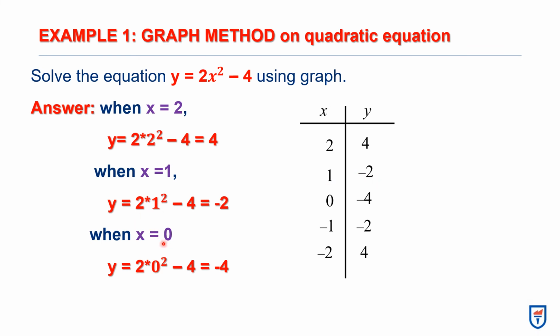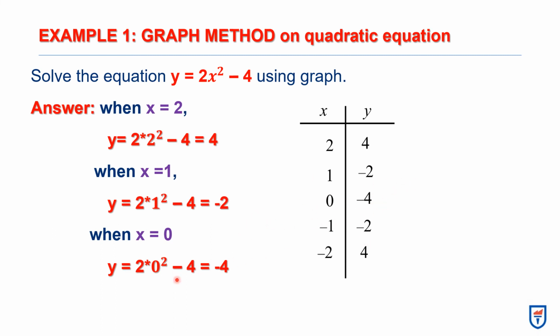We also let x be equal to 0 for us to find the y-intercept, where our graph crosses the y-axis. So we substitute 0 in place of x, and when we solve for the value of y, we get 2 times 0 to the power 2 minus 4, and we get the value of y as minus 4. And now we've got the third coordinate, which is (0, -4), where the graph crosses the y-axis.